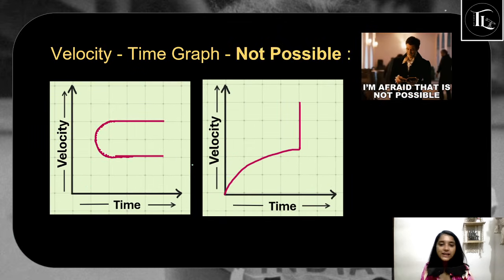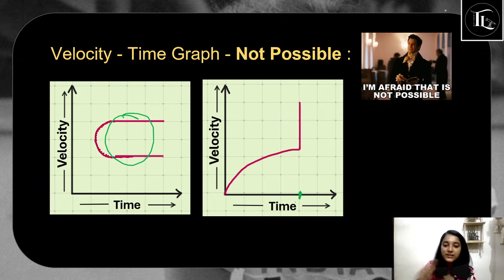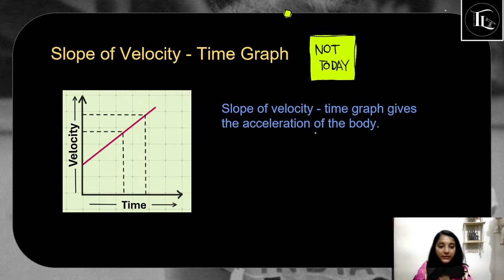Again, there are certain graphs which are not possible. At one time, how can you have two velocities? Again, at that particular instant of time, how can you just increase your velocity so high? Not possible. And now comes the slope of the velocity time graph.